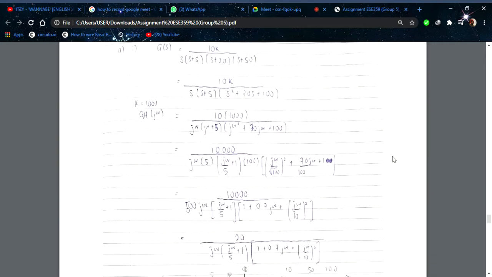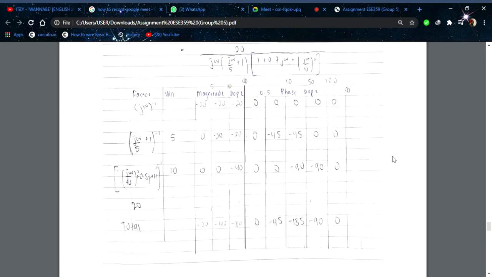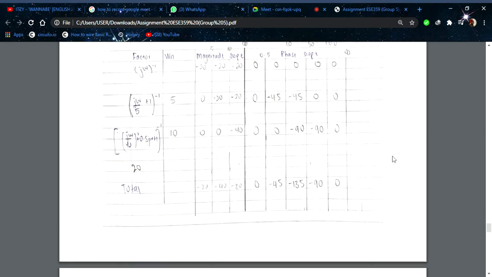After converting all the s into the frequency response, you need to solve the equation, and after getting the equation, you must create an approximation table. The approximation table has a factor, magnitude slope and phase slope to plot both diagrams. After finishing the table, you can plot both diagrams using two rulers.